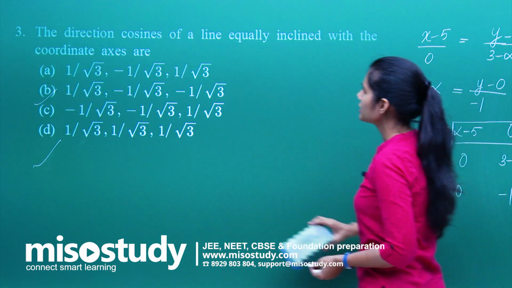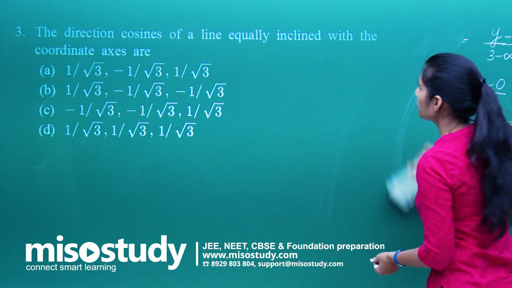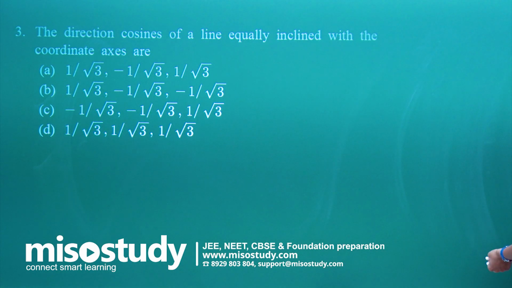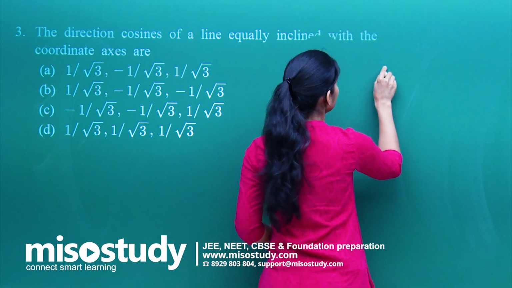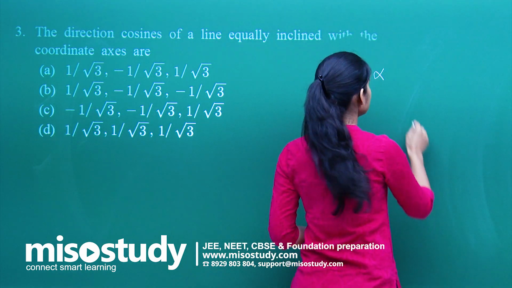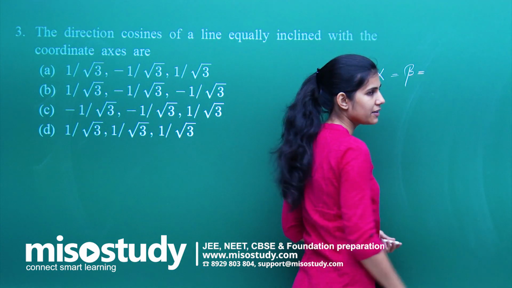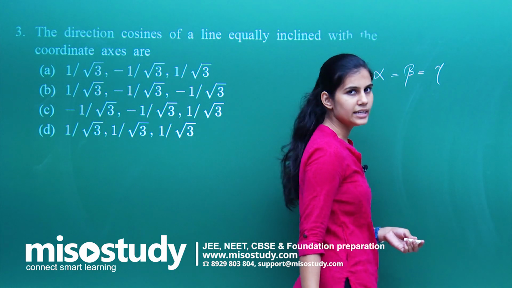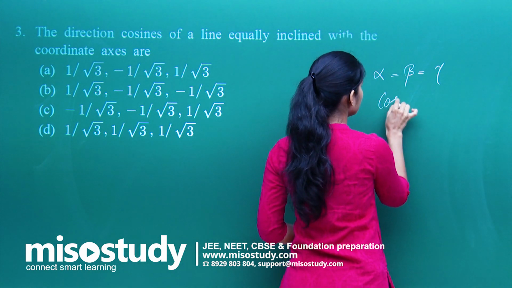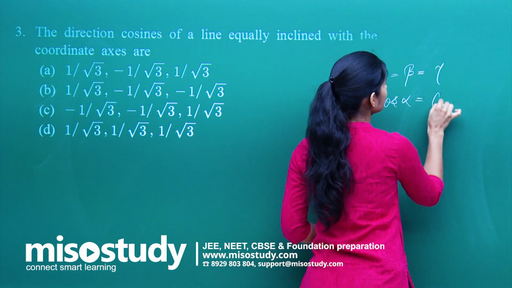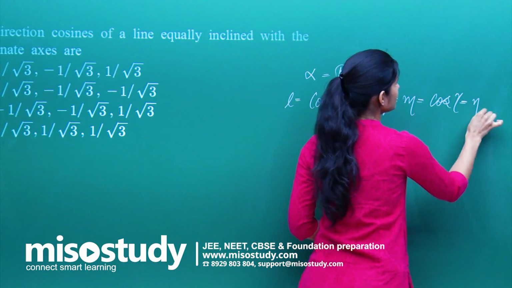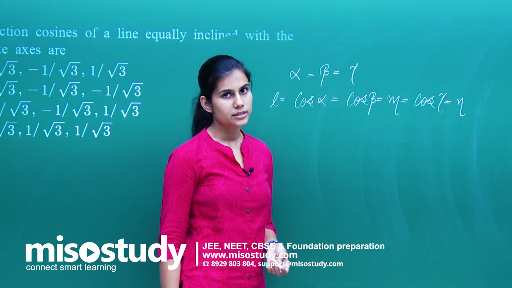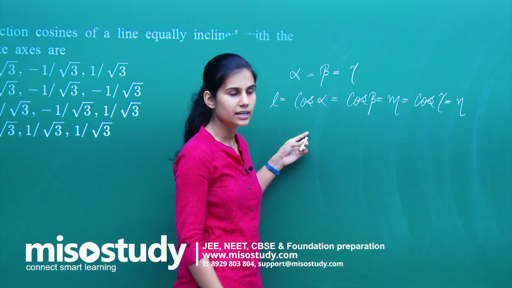Next, we have that the direction cosines of a line equally inclined with the coordinate axis are what? So, which among them is the right option for this question? Let's see. The moment I am saying that equally inclined with the coordinate axis, that means alpha is the angle which it makes with the x-axis, that is equal to beta, the angle made with the y-axis, which is equal to gamma, the angle made with the z-axis. That means cos alpha, which is L, equals cos beta, which is M, equals cos gamma, which is N.